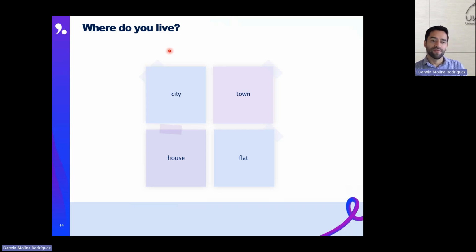Where do you live? Do you live in a city or in a town, in a small city? I live in a big city. I live in the capital of Colombia. Do you live in a house or do you live in a flat? I live in a flat, in an apartment.